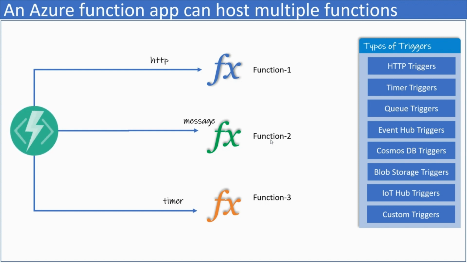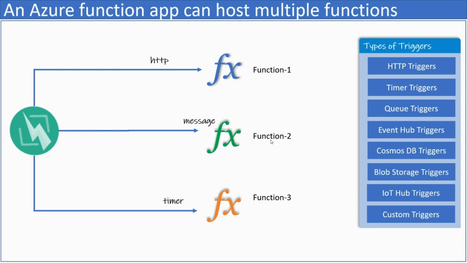Let's start from the top. HTTP trigger. Azure Functions can be triggered by an HTTP request. This can be used to create REST APIs, webhooks, or integrate with other HTTP based functions. If you want to know more about webhooks, there is another separate video available on my channel. Please go ahead and visit that one.